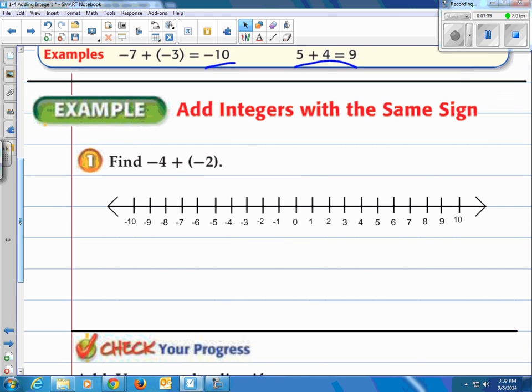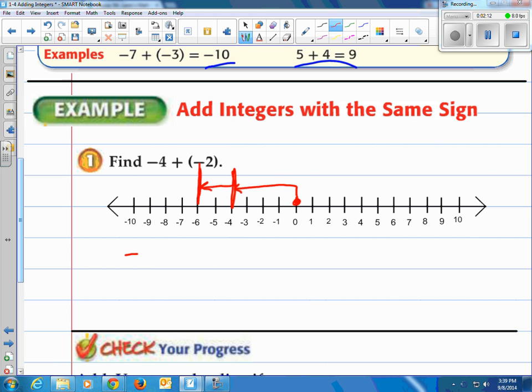Let's take a look at an example here. -4 plus -2. They like to show it with a number line, so I'll show that first. When we use a number line, we always start at 0. So here we are at 0. Now it says -4, then add -2. So from 0, let's go to -4. And there we are. We're at -4 now. And let's add on -2 more. -2 means we're going this direction still, the negative direction. So there we are. We're at -6.